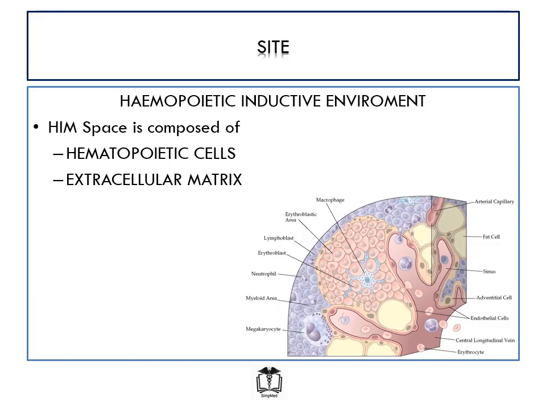The heme space is composed of two major things. The heme space contains extracellular matrix. This extracellular matrix is usually gotten from cells found in the inner surface or the abdominal surface of the hematopoietic inductive environment, whereas the second structure found in the heme space are hematopoietic cells, and these are the cells involved in the process of hematopoiesis.